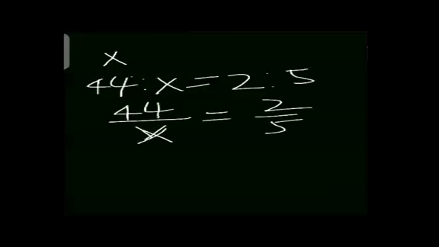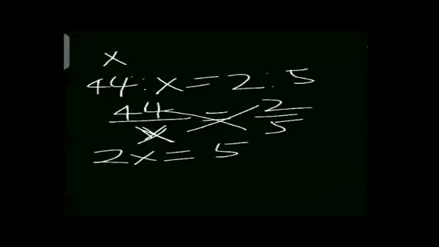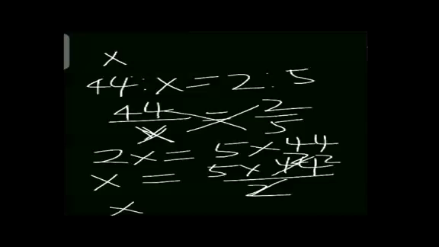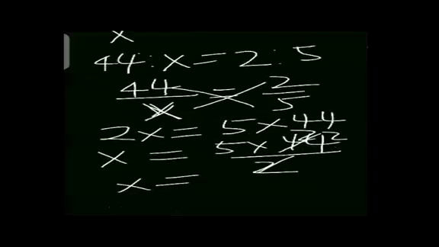So by the time I do the cross multiplication, I have 2x equals 5 times 44. And our x becomes 5 times 44 over 2. So this is actually 22 times 5. Our x then becomes 110. That is the ratio. So if you increase 44 in the ratio 2 to 5, it actually gives you 110.